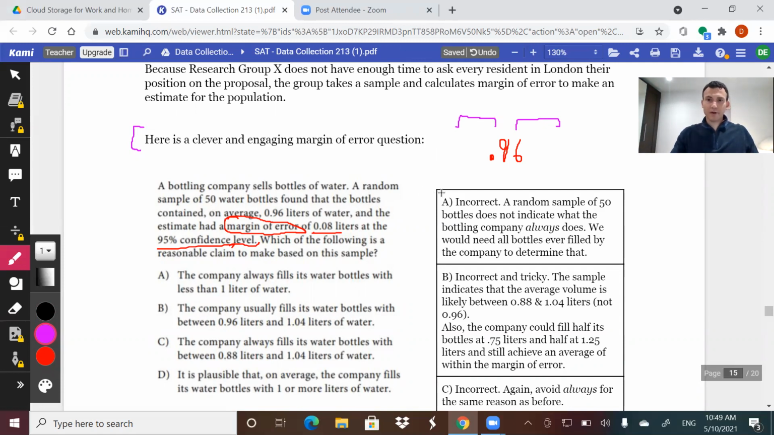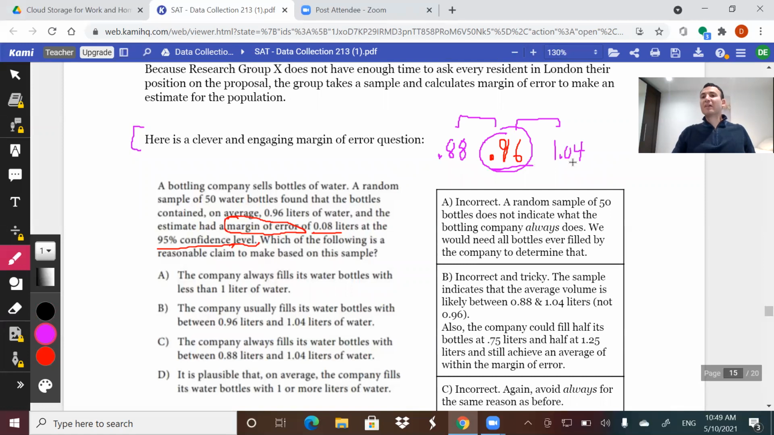So in this case, the margin of error is 0.08. So that's going to bring us up to 1.04 liters and 0.88 liters. So the margin of error, we go up and down from the average that we got. So the average in the sample is 0.96 liters. What we're saying is we think, based off of our margin of error, that the average for all of the bottles for the day would be within this range of 0.88 liters to 1.04 liters. So our average was 0.96. We think the average as a whole will be this close to the average that we got in our sample.